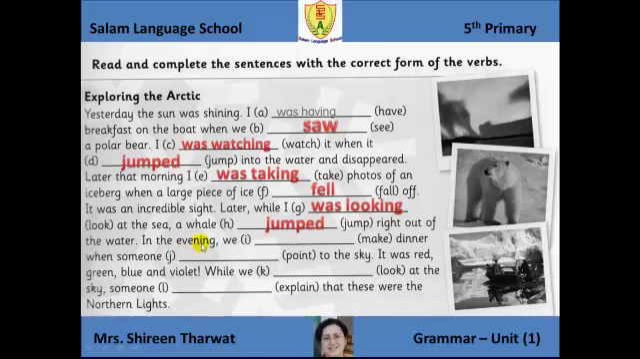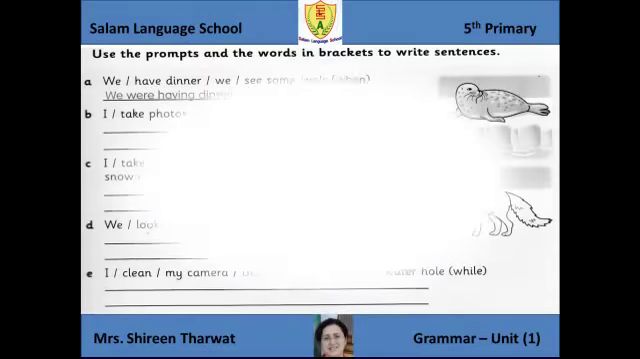In the evening, we were making dinner. It's the first action after when, and the second action here will be in the past simple. It was red, green, blue, and violet, while we were looking at the sky. Someone explained that these were the northern lights. Excellent. Let's complete together.